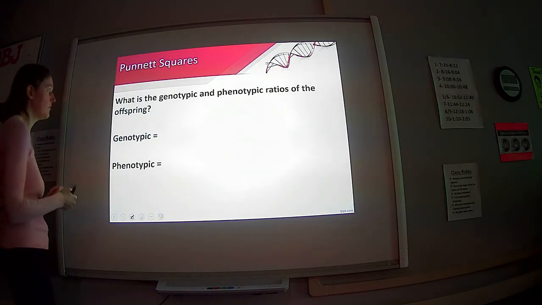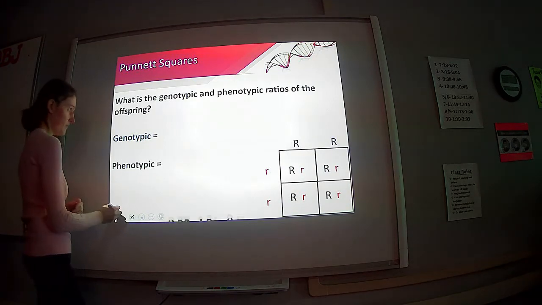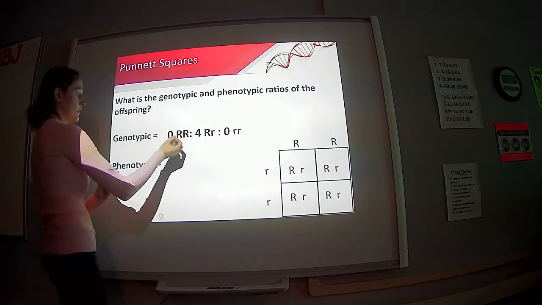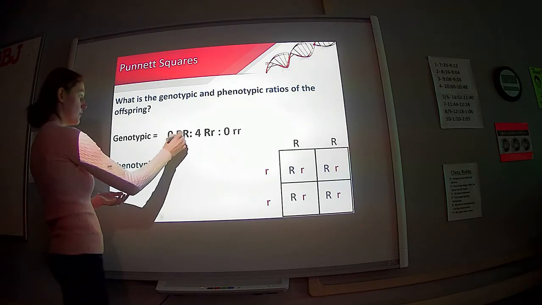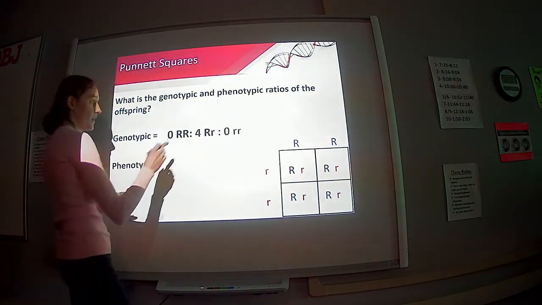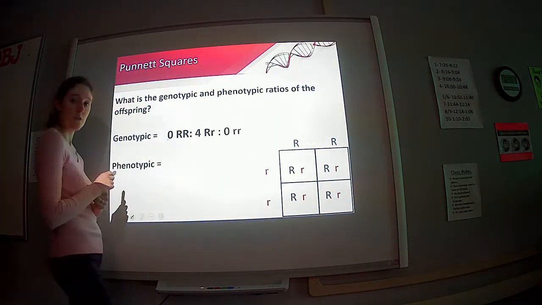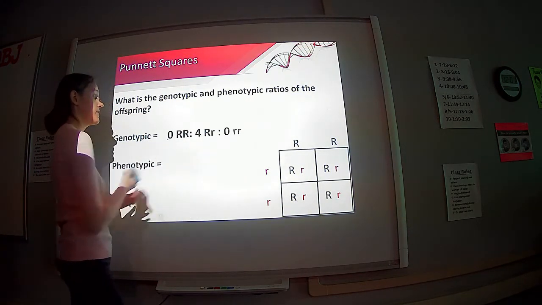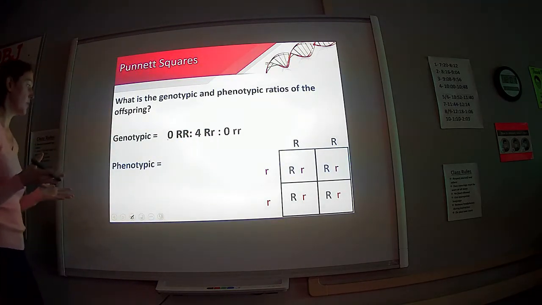So what are the genotypic and phenotypic ratios of our offspring? That was our Punnett square. When we do our genotypic ratio, we're doing homozygous dominant first, and you have to write it even if you don't have it. So 2 capital R's. There are no 2 capital R's in here, that's why that's a 0. Heterozygous, 1 capital, 1 little. All 4 blocks are like that, so you have 4. And we're looking for homozygous recessive, which there are none, so it is a 0 again. Make sure you have your colons that separate it. That's how you write a ratio.